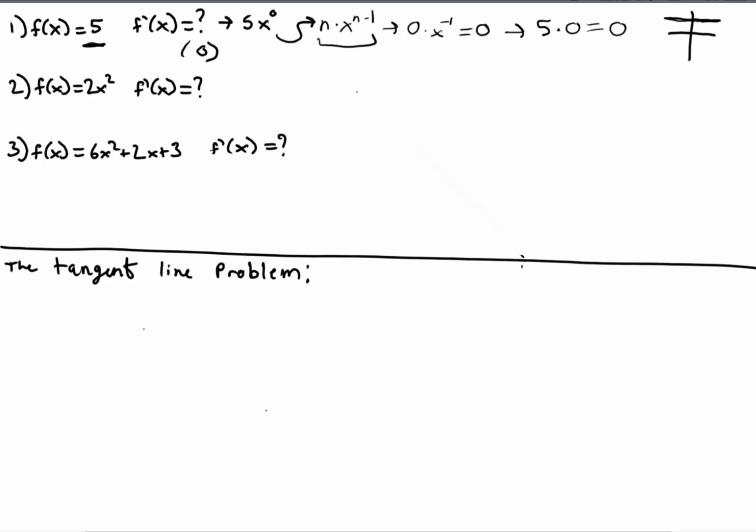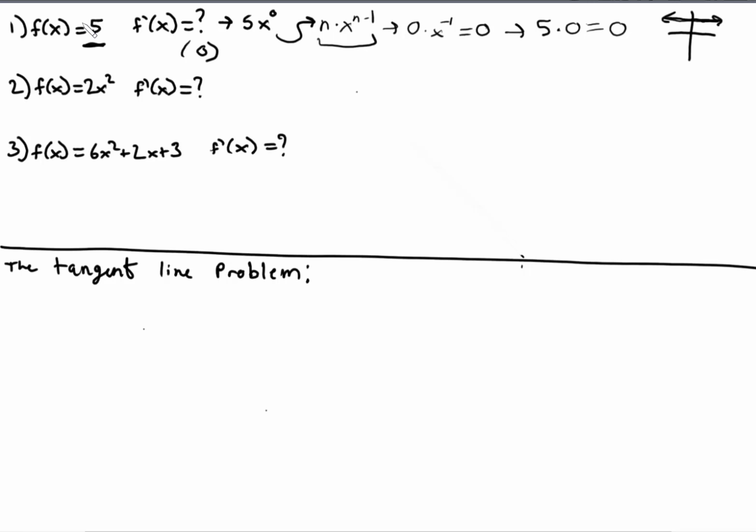So this leads me to tell you something important that you should note down, which is if you have a function that is a constant, so any number or decimal, so no variables, the derivative of that function will always be 0. So that's one important thing to note down.